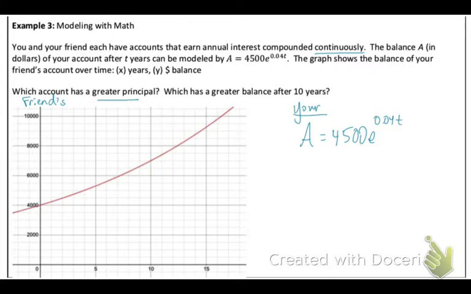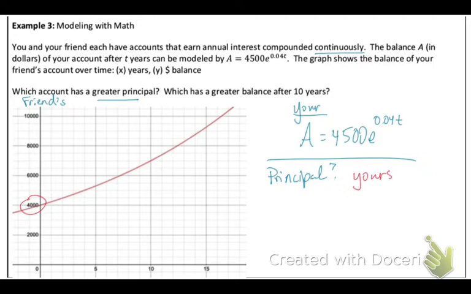Which account has a greater principal? So you know that's the starting amount. So we can look at the graph where it's crossing when our time is 0. So that would be 4,000. That's the beginning amount. And then if you look at your formula, that amount in the P position, principal, is 4,500. So yours has a greater principal starting amount.